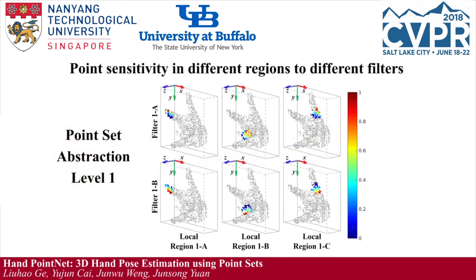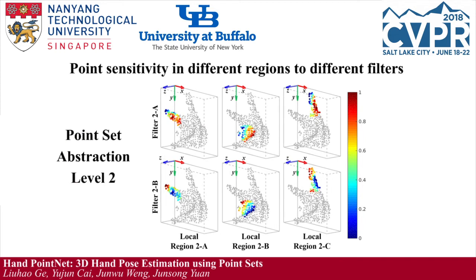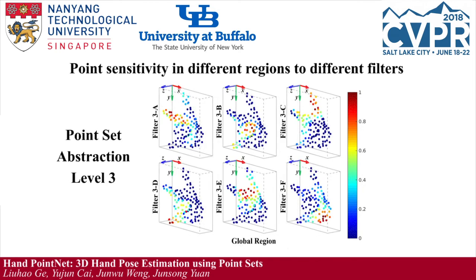We visualize the sensitivity of points to filters at different levels in a well-trained network. As can be seen, different filters exaggerate different parts of the hand and capture hand structures from local to global.